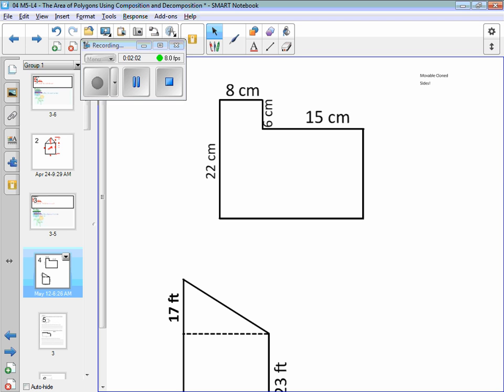What's this side right here? Now be careful. Some of you will see it right away. Some of you won't. Nick Ellis. Yes, it would. 20 what? 23. Does everybody see why it's 23?